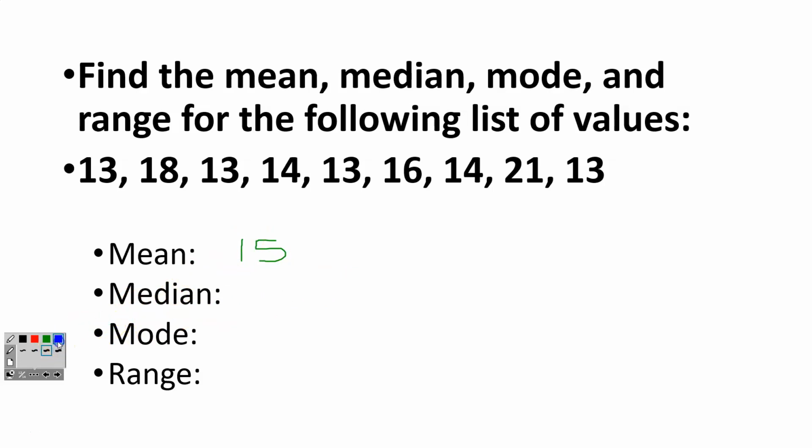The median, we've got to list these in numerical order from smallest to greatest. So we've got a 13. We've got another 13. We've got another 13. We've got another 13. Let's see, we've got a 14. We've got another 14. We've got a 16. We have an 18. And we have a 21. So there we go. So now we've listed them in order from least to greatest.